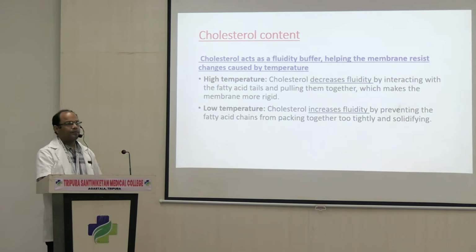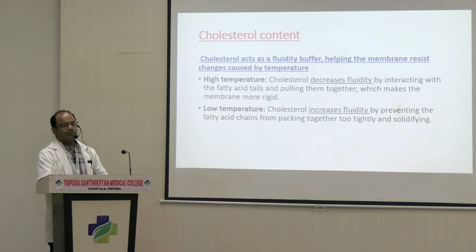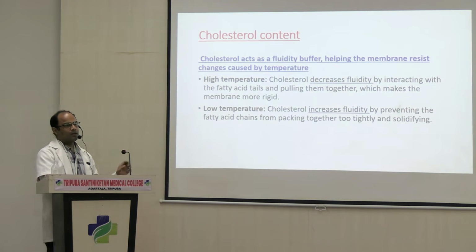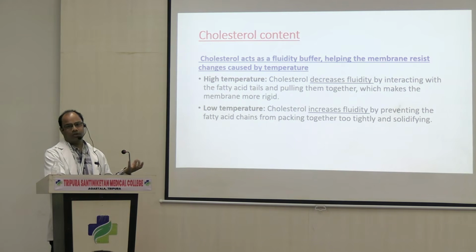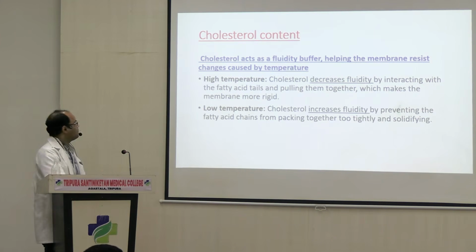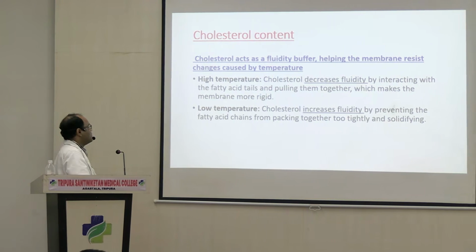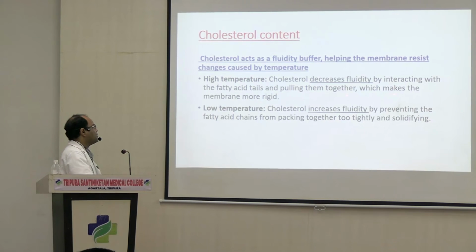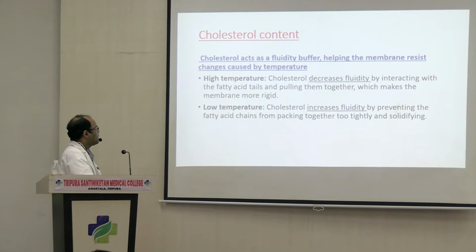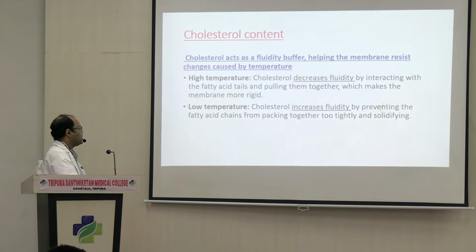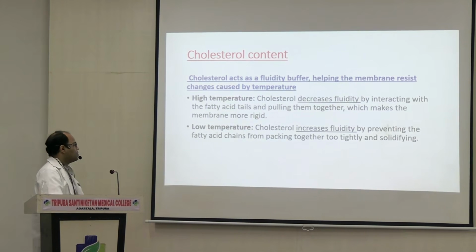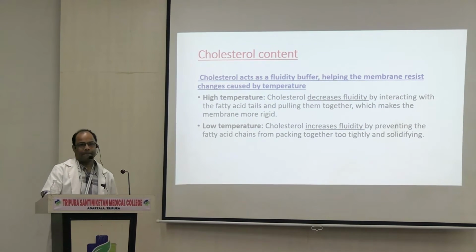cholesterol content. Here, just remember the opposite thing. More cholesterol means less fluidity. Less cholesterol means more fluidity. Okay. In high temperature, cholesterol decreases fluidity by interacting with fatty acid tails and pulling them together, which makes the membrane more rigid. And in low temperature, the cholesterol increases fluidity by preventing the fatty acid chains from packing together too tightly and solidifying.